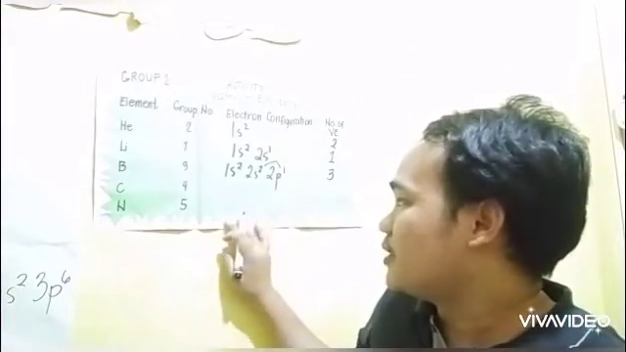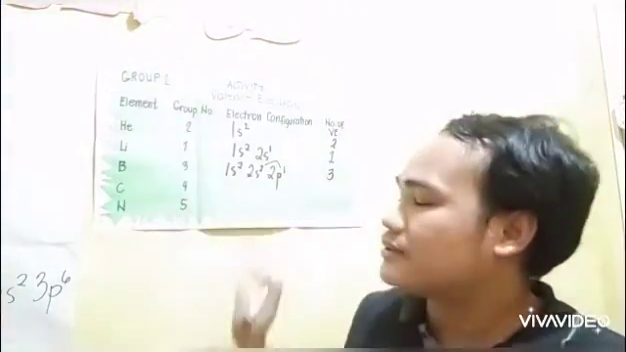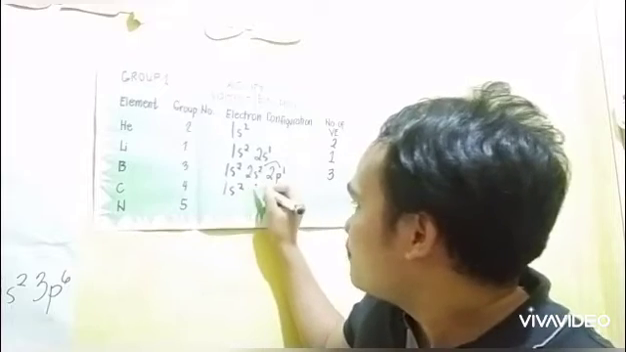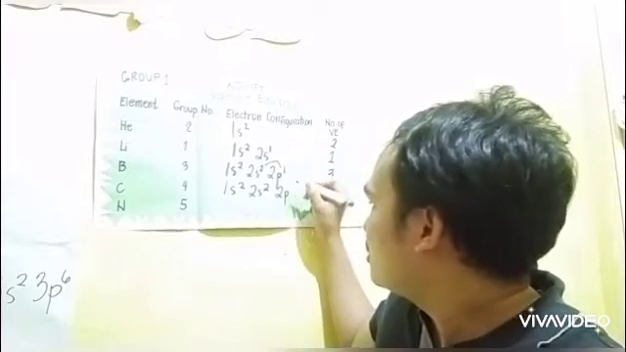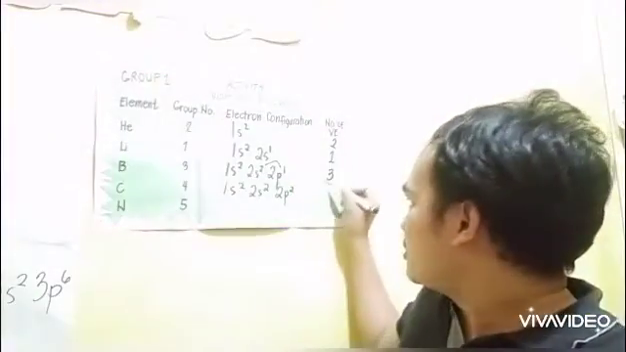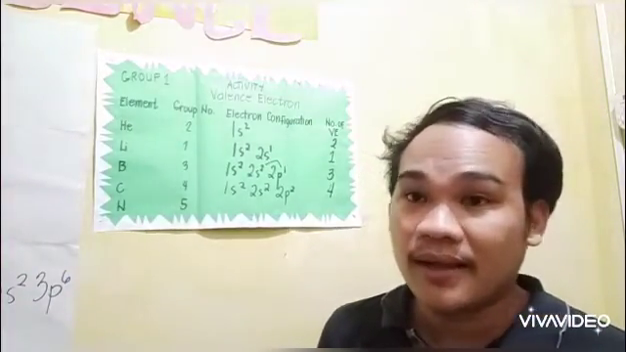And then another one, carbon. What is the atomic number of carbon? It is 6. So 1s2, 2s2, 2p2. So therefore, 2 plus 2 is equal to 4.